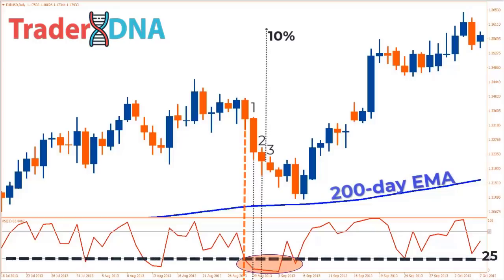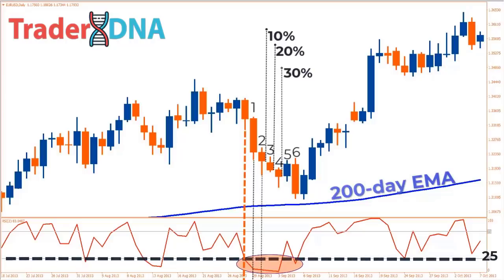Third, price closes lower than the first position entry. We buy 20% at the close. Fourth, price closes lower than the second entry price. We buy 30% at the close. Fifth, price closes higher than the third entry price. We stay on the sideline.